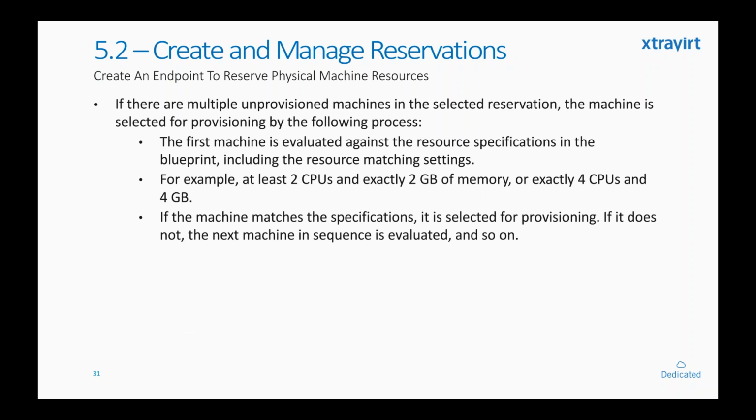The process for matching multiple unprovisioned machines to available resources is slightly different in that the first machine is evaluated against the resource specifications in the blueprint, including the resource matching settings. For example, if it has at least 2 CPUs and exactly 2 gig of RAM, or 4 CPUs and 4 gig of RAM. If there is no physical machine that matches this specification, it won't be selected and we'll move on to the next one, but if there is an available physical machine that matches that requirement, it will be provisioned.